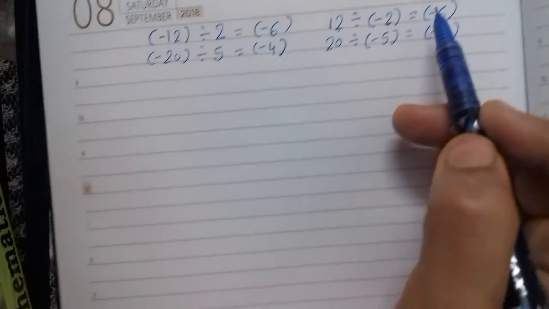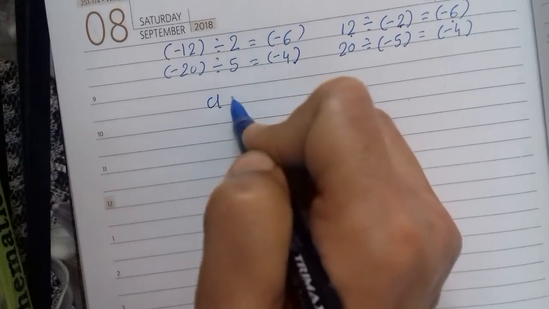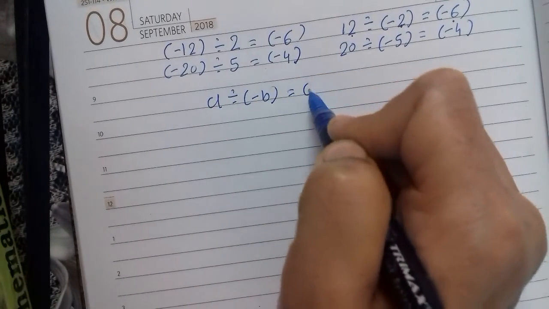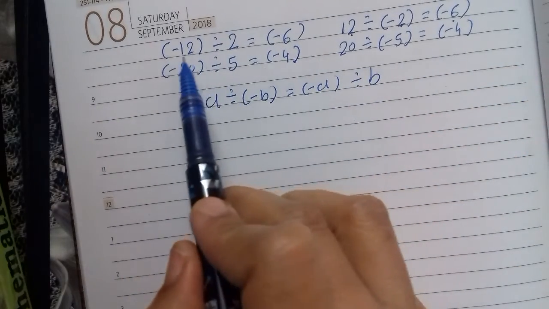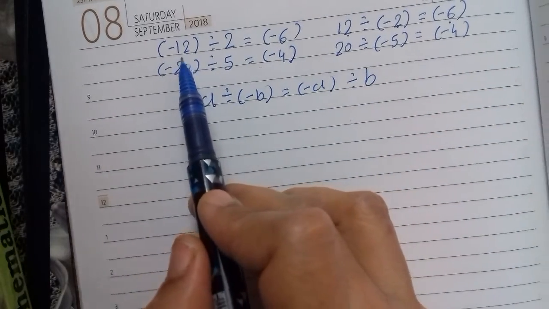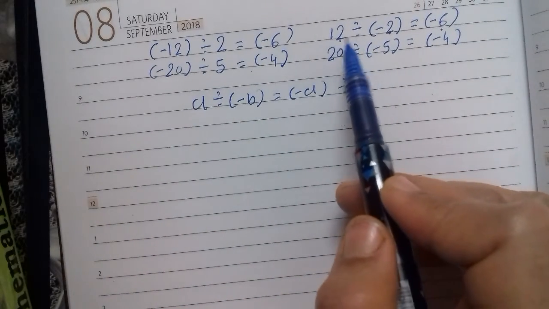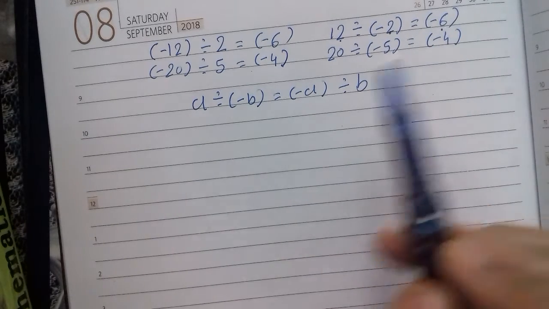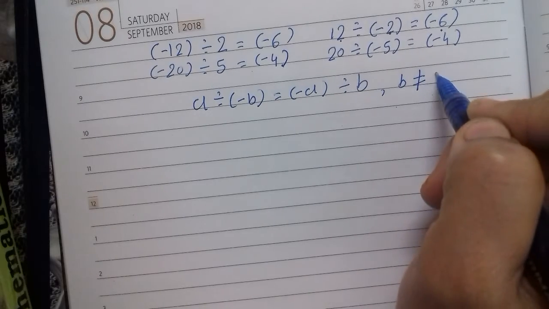In general, for any two integers a and b, a divided by minus b is equal to minus a divided by b. Here you can see minus 12 divided by 2 is equal to minus 6 and 12 divided by minus 2 is equal to minus 6. But here b should not be 0.